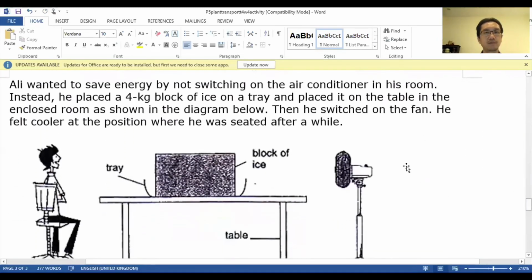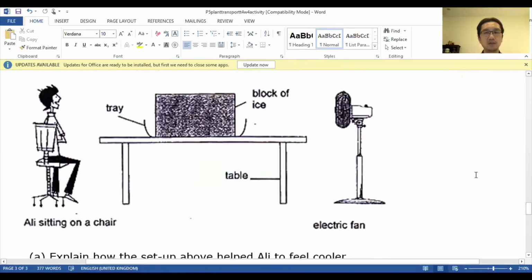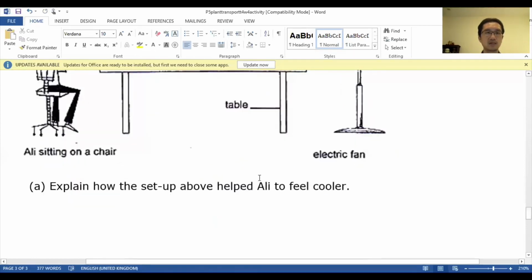Let's go back to the top again. Over here, let's look at some of the concepts that are involved. We definitely have the block of ice, and since it is in the room and the room temperature is higher, it is likely that the block of ice will start to melt. The question: explain how the setup above helped Ali to feel cooler.